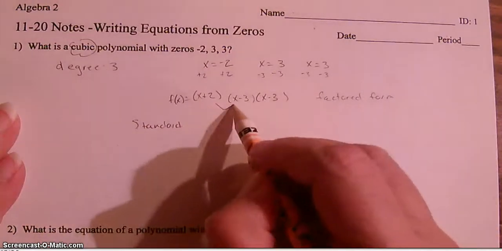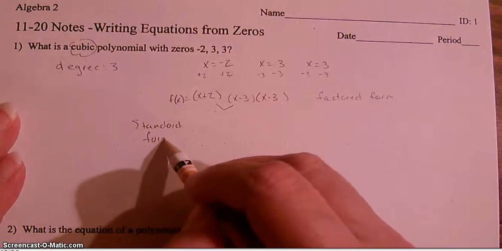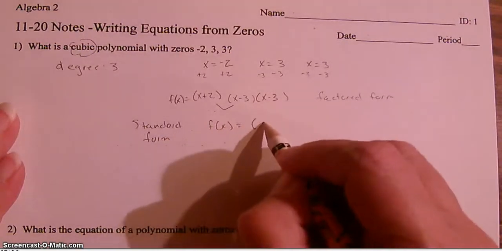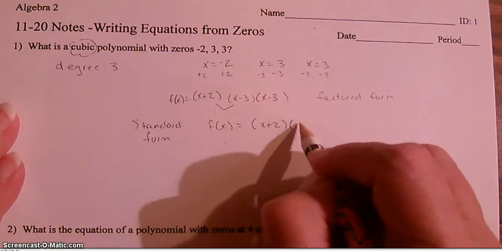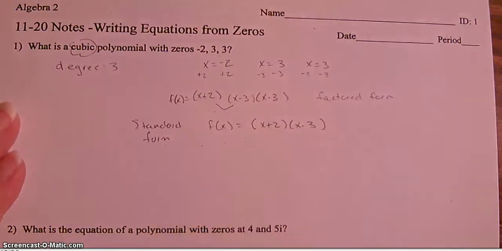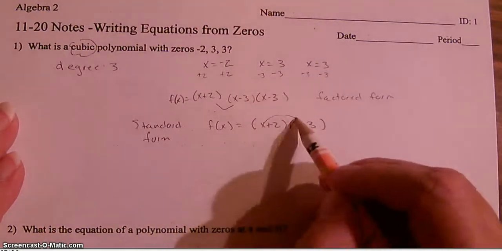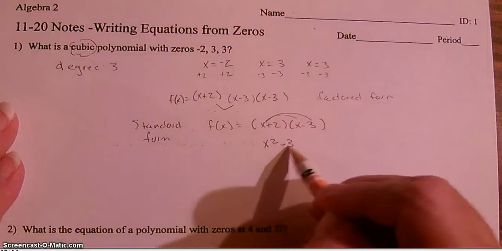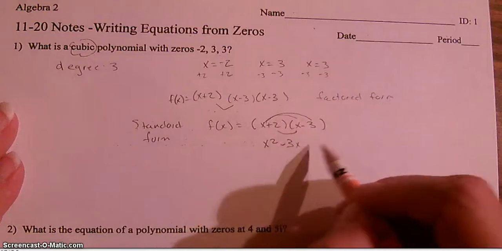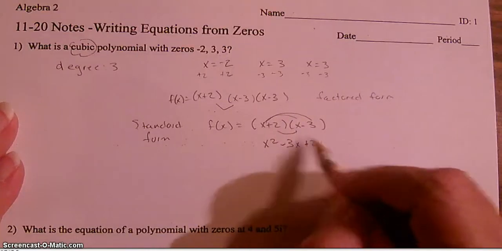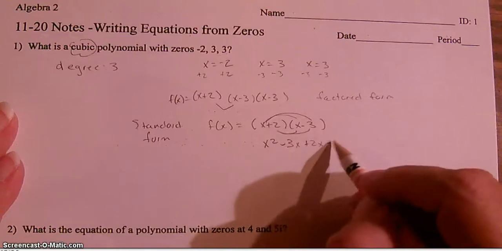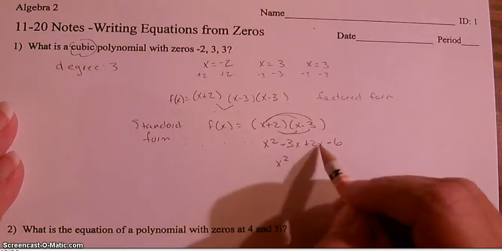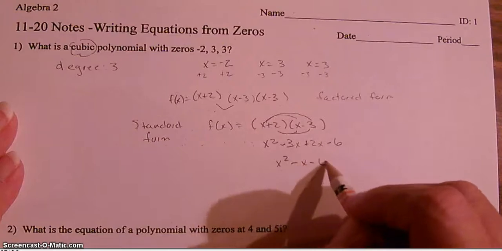So I'm going to start with these two and multiply. So I have f of x is equal to x plus 2 times x minus 3. And I'm going to FOIL that out. I'll have x times x is x squared. X times -3 is minus 3x. Plus 2 times x is plus 2x. And then 2 times -3 is minus 6. Combine my like terms. I have x squared minus x minus 6.